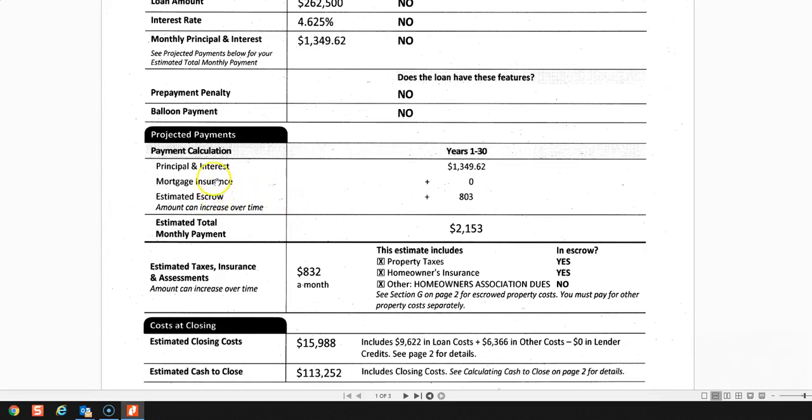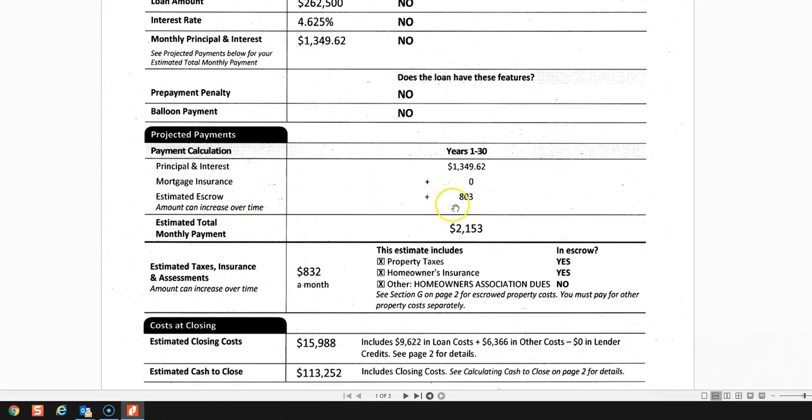Next, it'll show you your payment calculation. So you have your principal and interest. You have mortgage insurance. This one doesn't have any, but if it did, it would be right here. And the mortgage insurance premiums are based on credit score and amount of down payment. So the lower the down payment and the worse the credit score, the higher you pay, for a conventional loan.